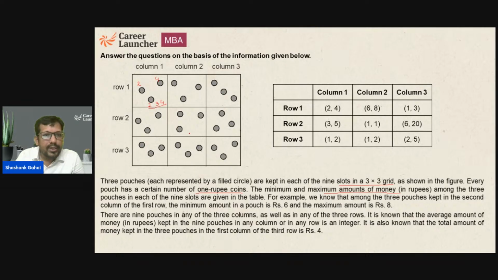Okay. Now here I am very clear about one pouch: the smallest value is 1 and the largest value is 1. So the middle value will also be 1, right?